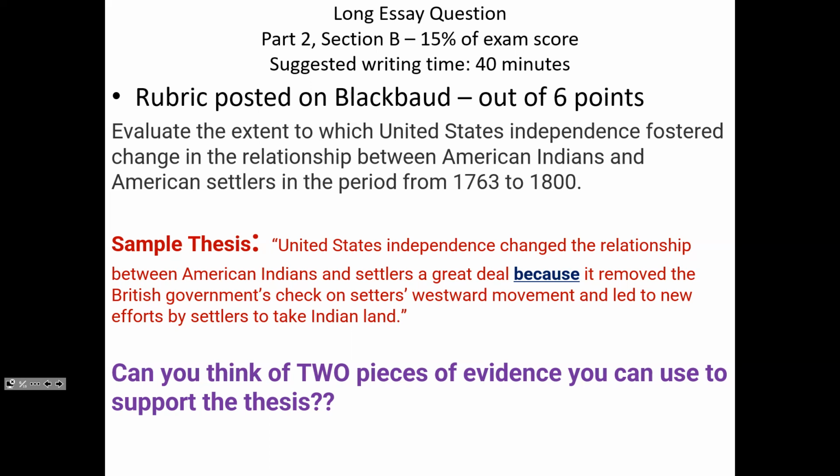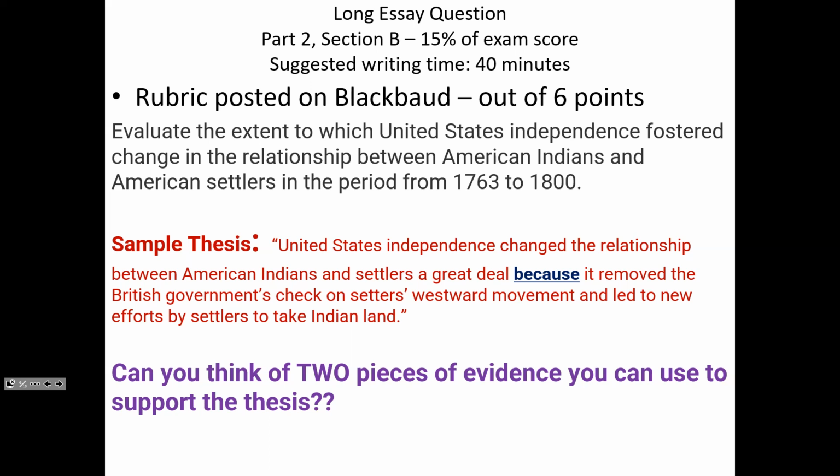So the United States independence changed the relationship between American Indians and settlers a great deal because it removed the British government's check on settlers' westward movement and led to new efforts by settlers to take Indian land. So at the end of the American Revolution, the United States wins, and all of those restrictions that the British were placing on the colonists went away in 1783 and after the war.